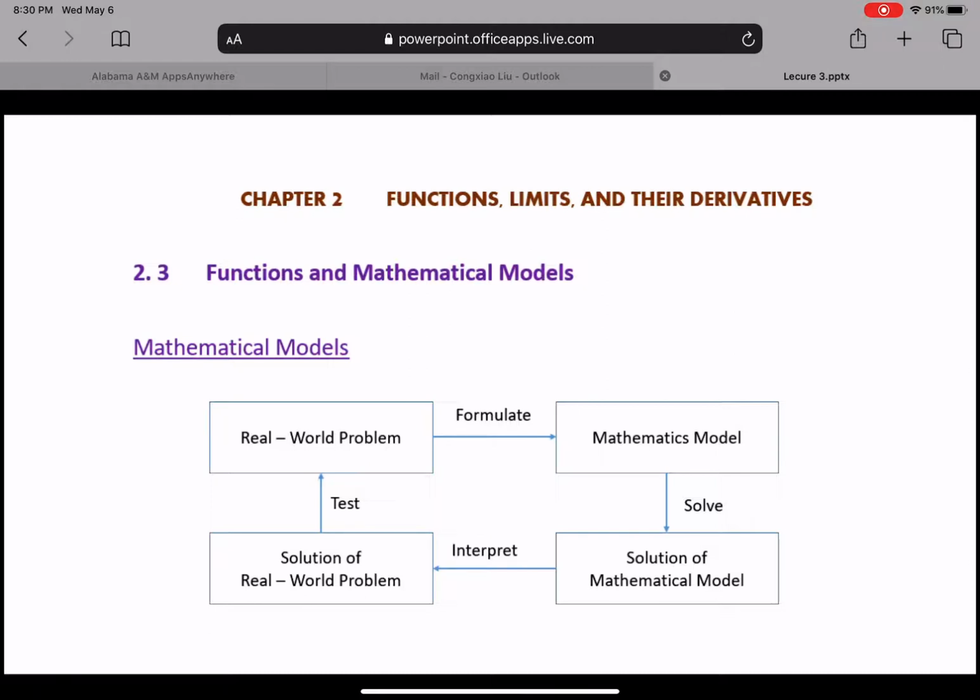And this whole cycle just repeats several times or even many times until you get a solution that you are satisfied. So that's the process of mathematical modeling.